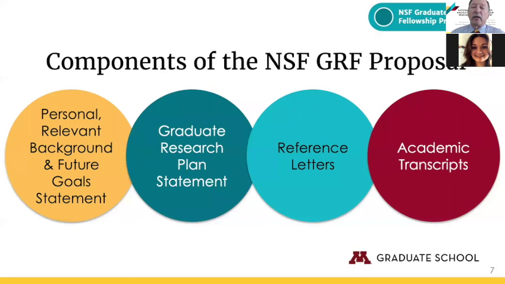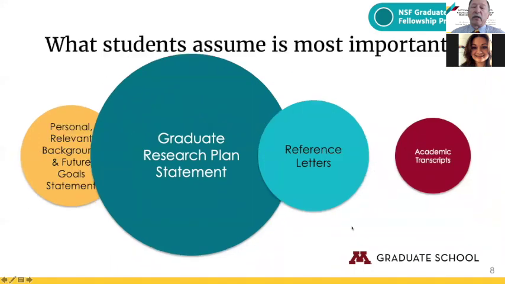Okay. So the components of the NSF program are here. There really are these major options: the personal statement, the graduate research plan statement that I just mentioned, letters from your references, and academic transcripts. And I want to sort of give you an overview of this. I think students generally assume that the most important part of the proposal is the research statement. Given that this is NSF, that makes some sense. And so students frequently spend 90% of their effort on this component and just deal with the others as they have time. And I'm telling you, that would be a big mistake.